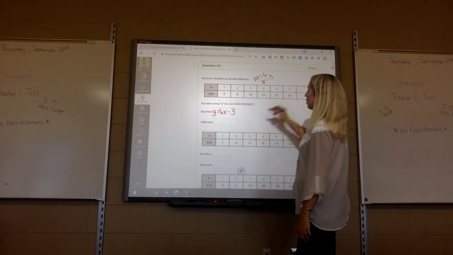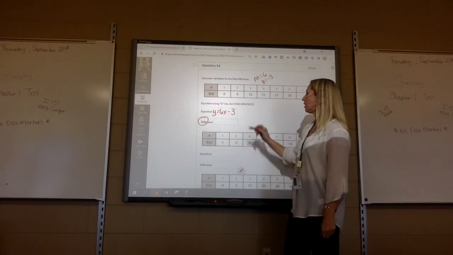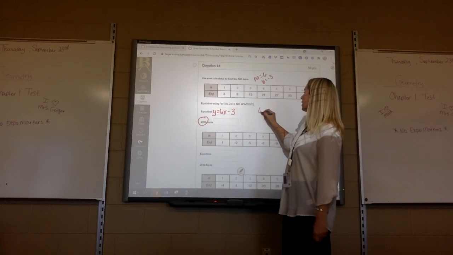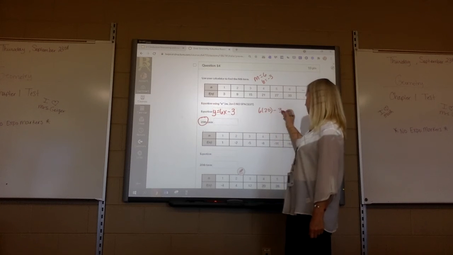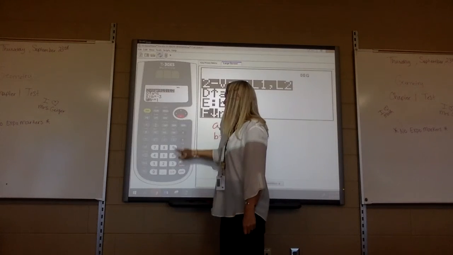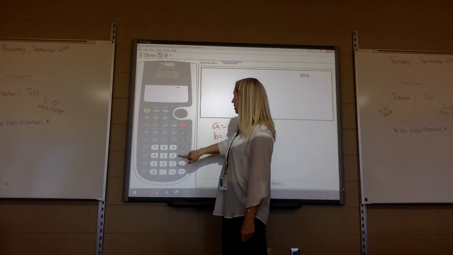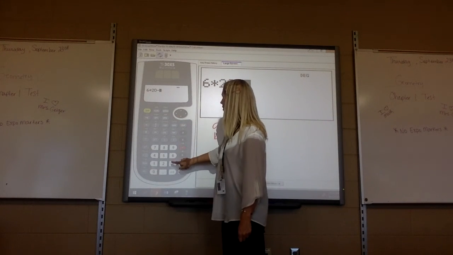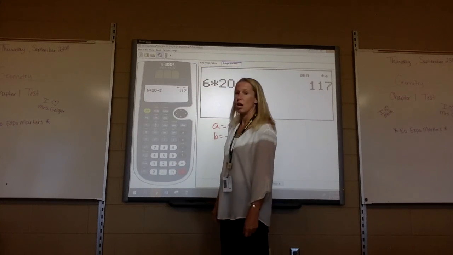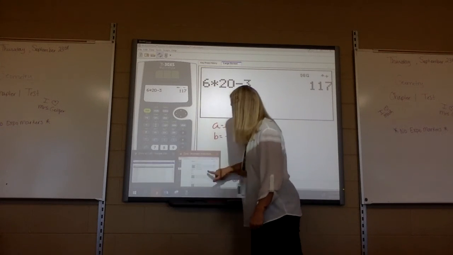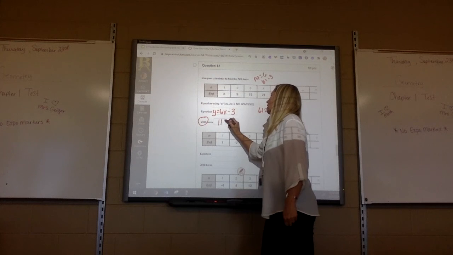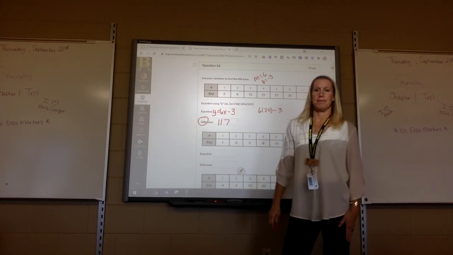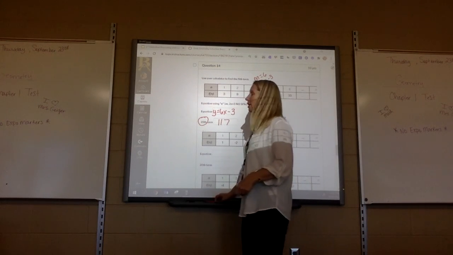Then I want the 20th term, so I'm going to have to do 6 times 20 minus 3. You'll have to clear. 6 times 20 minus 3 is 117. That's your 20th term. So that is how you do the nth term.